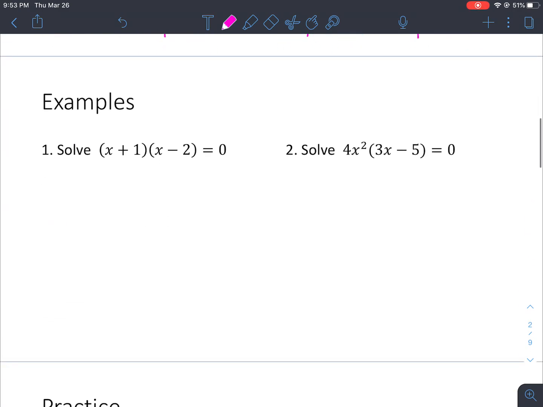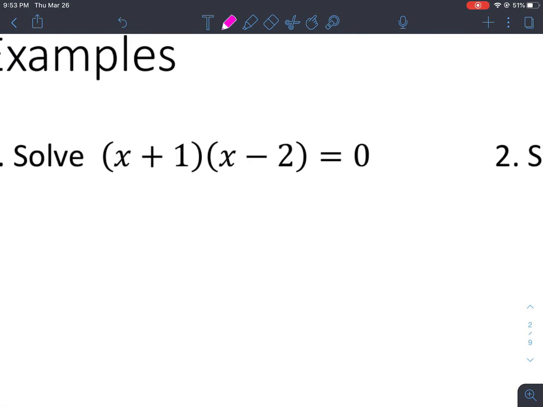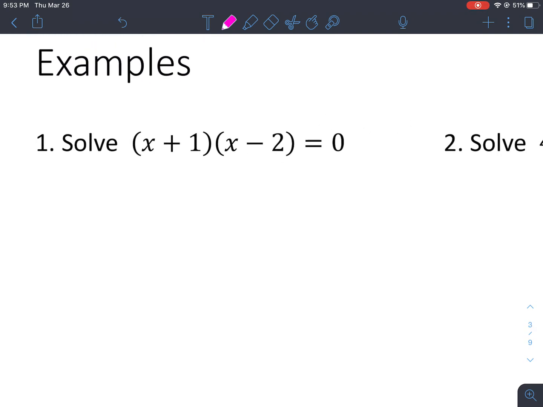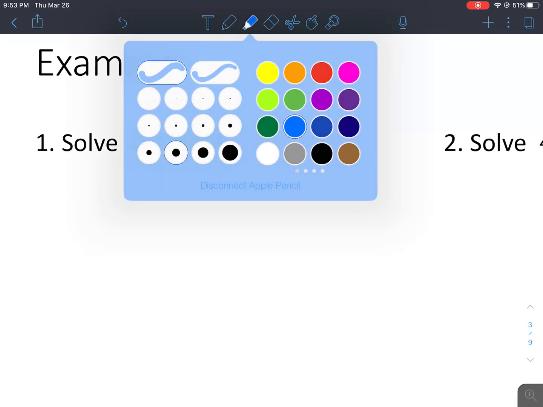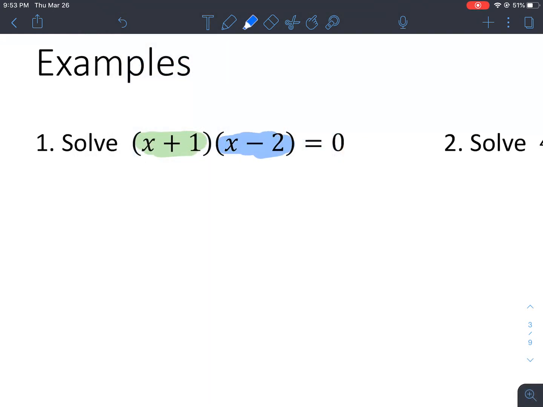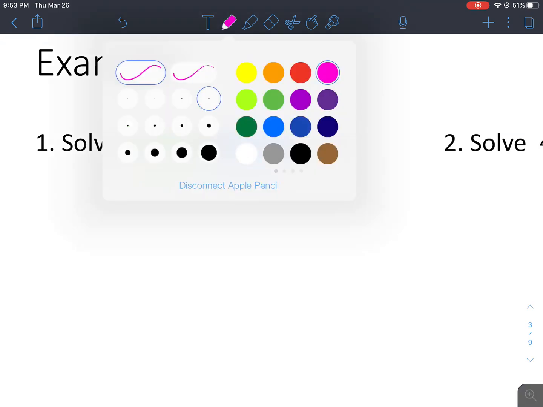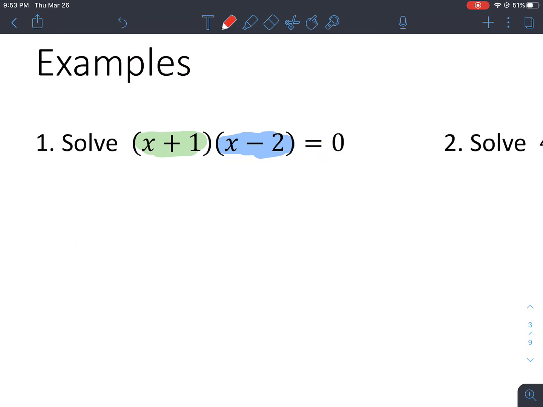What we're going to do is take a look at some examples here. x plus 1 is one factor times x minus 2, the other factor. That's going to equal 0. So if x plus 1 times x minus 2 equals 0, that means one of two things. Either x plus 1 is equal to 0 or x minus 2 is equal to 0. Now, we're going to solve both cases.